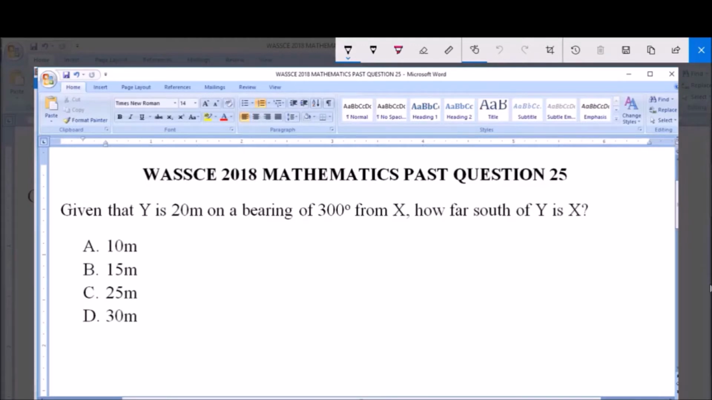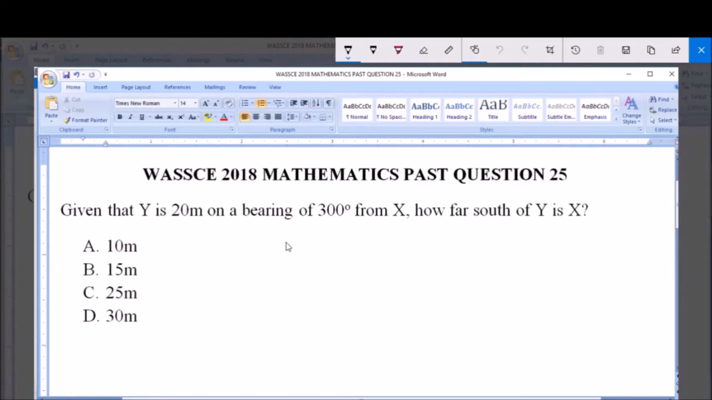I'll be answering WASSCE 2018 Mathematics Past Question 25. Given that y is 20 meters on a bearing of 300 degrees from x, how far south of y is x? Now given the options A 10 meters, B 15 meters, C 25 meters, and D 30 meters.